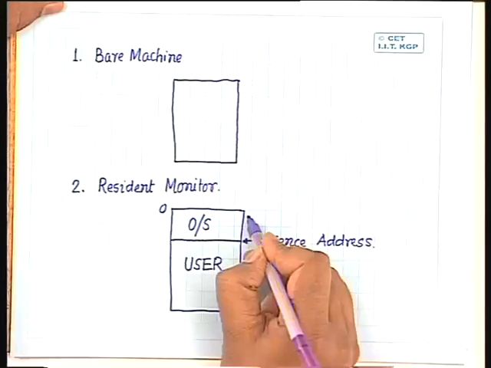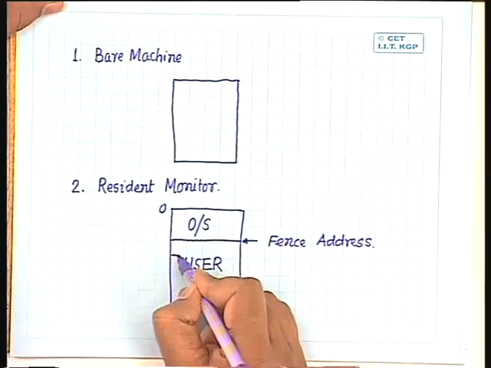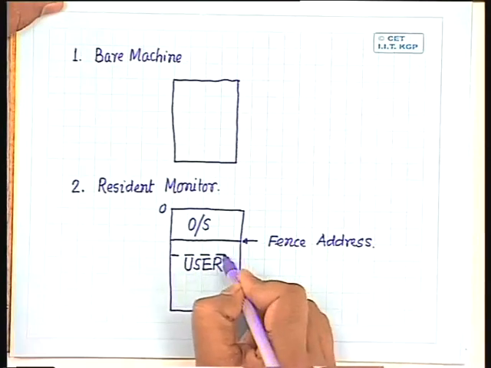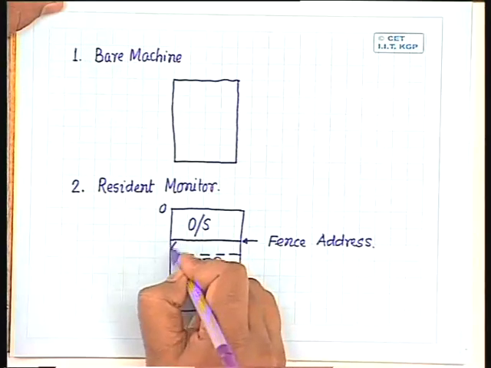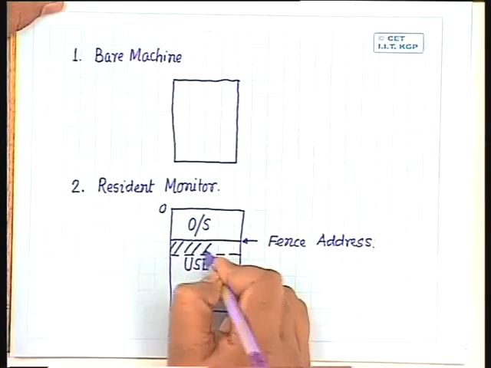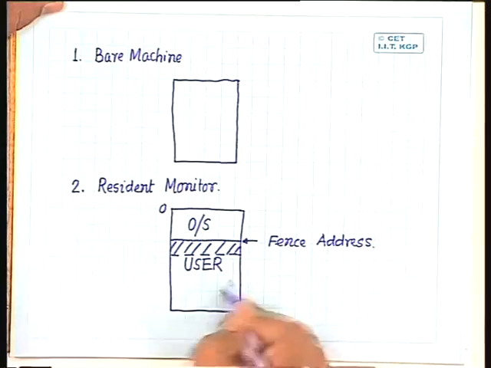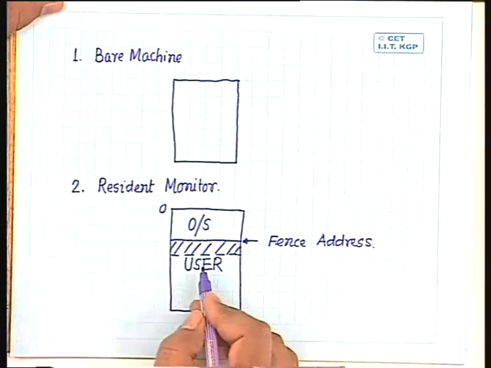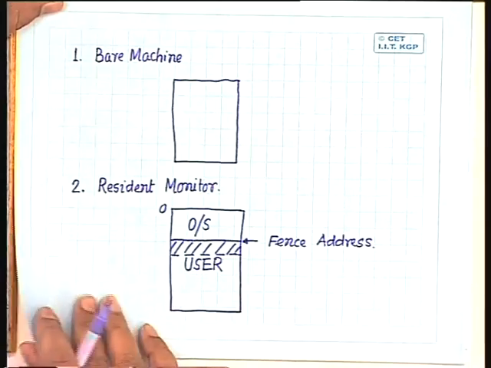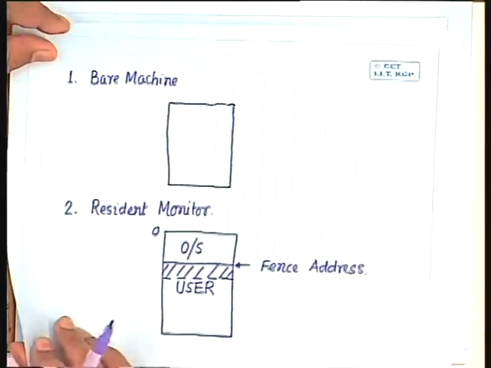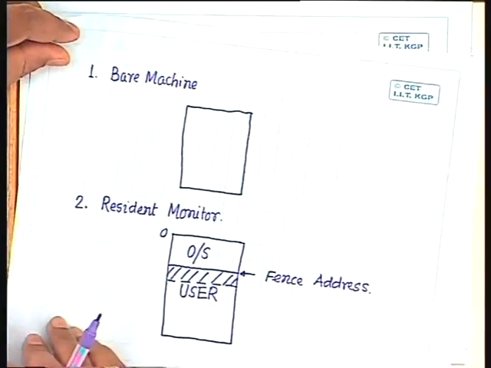Okay. So if this much is 40 kilobytes, a part from the user program will also be occupied by the upgraded operating system. So this part will be 20 kilobytes, which is beyond the fence address. That means this portion of the operating system is no more protected. Okay. So what we want is a fast comparison using hardware. At the same time we have to have a flexibility so that the fence address can be changed.